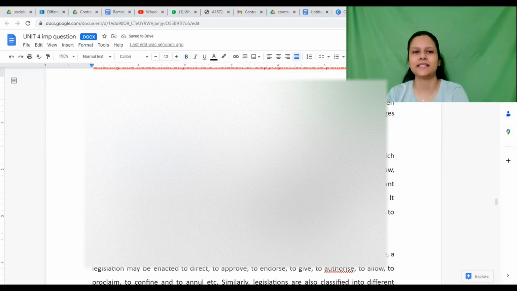Okay, so the term legislation is derived from two words, legis and letum. Legis means law, letum means making. So legislation is nothing but the process of law making, making of laws. When we talk about different sources of law, from where law has originated, legislation is also considered as one of the very important sources of law.